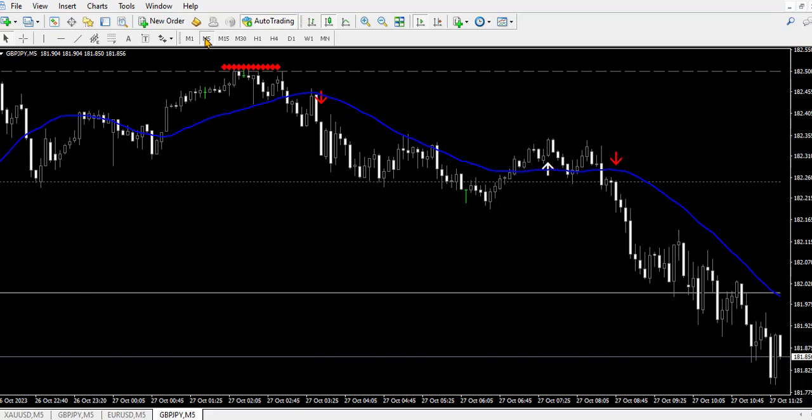Practice on a demo account. And this strategy is for METATRADER4 and not METATRADER5. You cannot use this on the Rive platform.